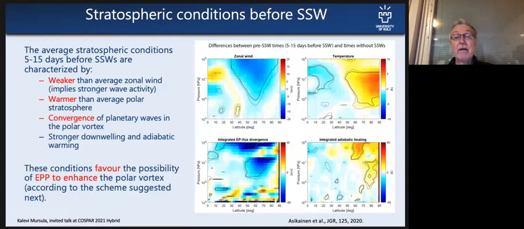The pre-warming times here, from 5 to 15 days before the warming, are characterized by weaker than average zonal wind, which is due to the enhanced planetary wave activity, obviously, strong planetary wave convergence, which drives enhanced downwelling and is seen as enhanced adiabatic heating and increased polar stratospheric temperature. These conditions allow the EPP to enhance the polar vortex according to the scheme to be suggested next.